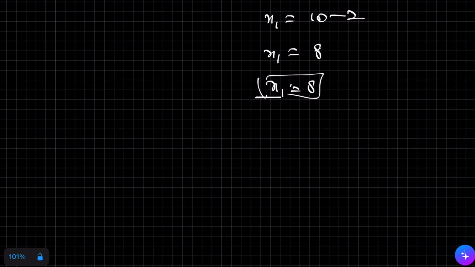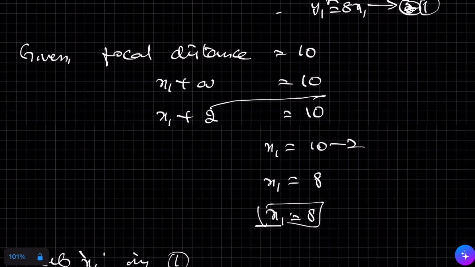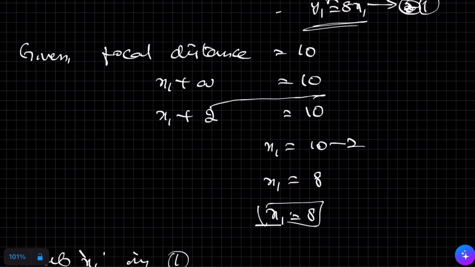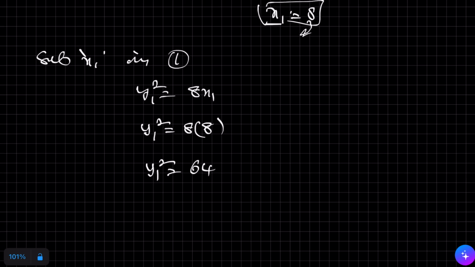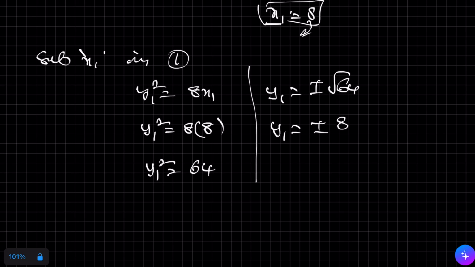Now let us substitute x1 in equation 1. Our equation 1 is y1 square equal to 8x1. So y1 square equal to 8 into the value of x1, which is 8. So y1 square equal to 8 into 8, 64. So y1 equal to plus or minus root of 64. So y1 equal to plus or minus 8.